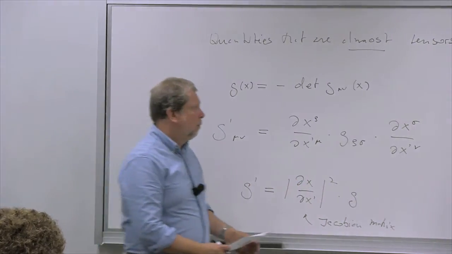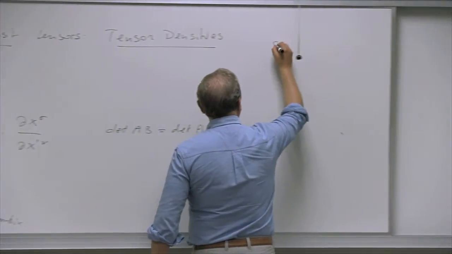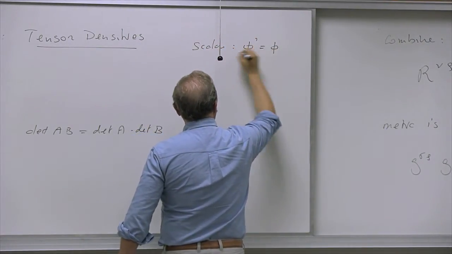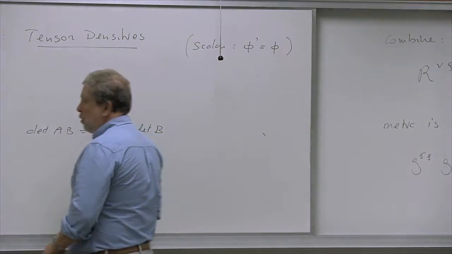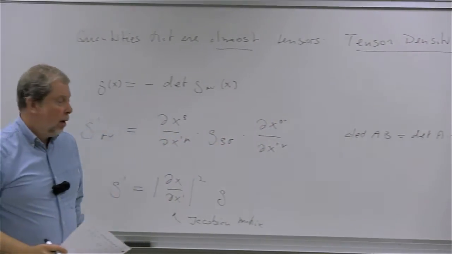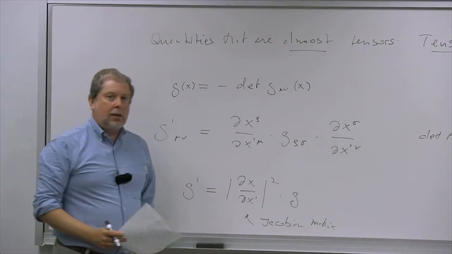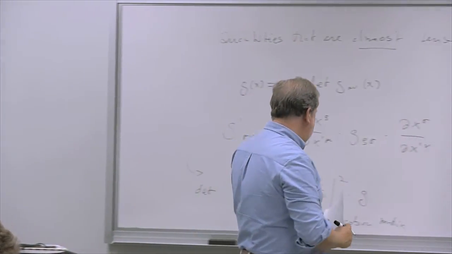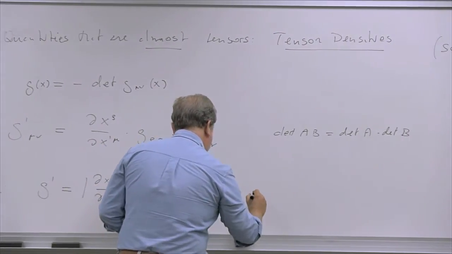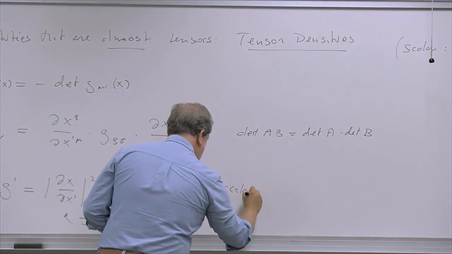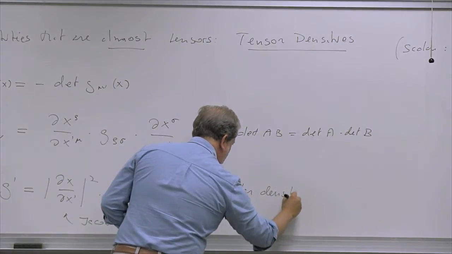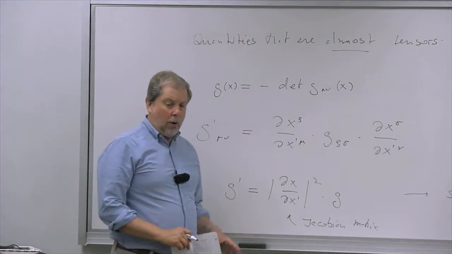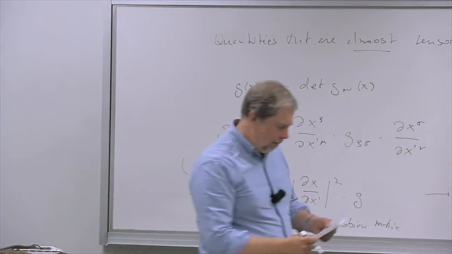A scalar is such that phi prime is equal to phi. It does not change at all under coordinate changes. Here it changes by some number, which depends on x. And so that means that the determinant of the metric is a scalar density. It's called a density because it does change by some power of this dx by dx prime.